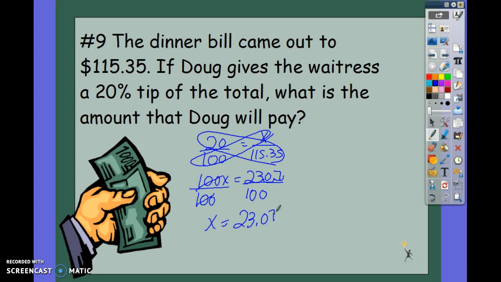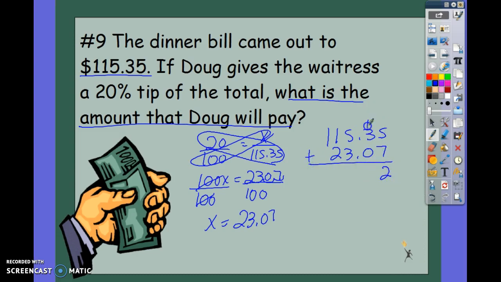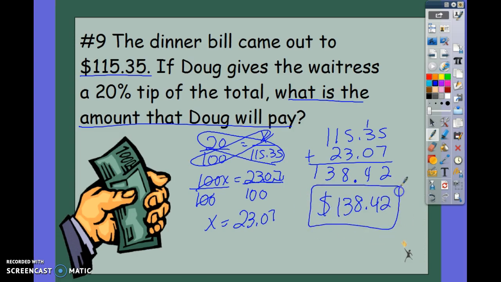The question says, what is the total amount that Doug will pay? So we need to take the $115.35 and add the tip of $23.07. Make sure you line up your decimals. 5 plus 7 is 12. Carry the 1. 3 plus 1 is 4. Bring down your decimal. 5 plus 3 is 8. 1 plus 2 is 3. Bring down your 1. So your answer is going to be $138.42.